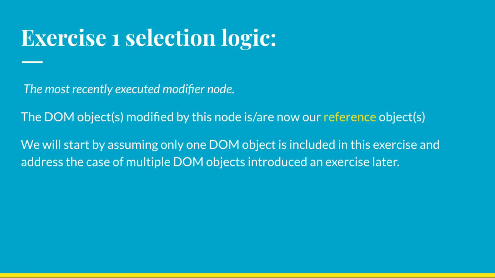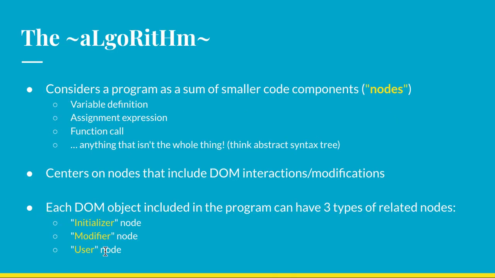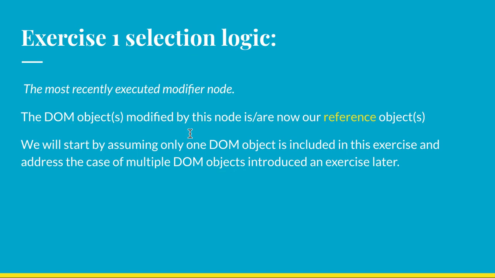But first, the first exercise selection is pretty simple. It's straightforward. If you have someone interacting with a screen, then the first exercise that you show them is the most recently executed modifier node. Going back here, the modifier node is the thing that changes an already existing DOM object on the page. So the first exercise will be that most recent modification.